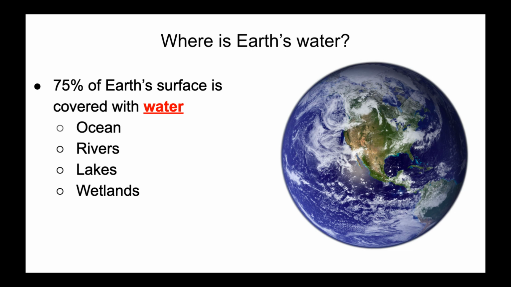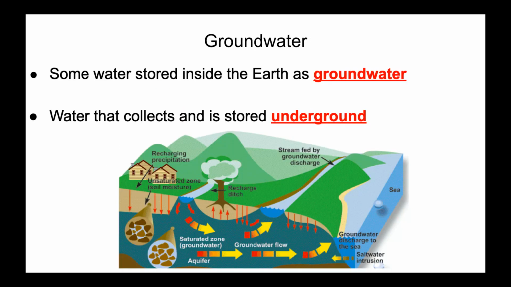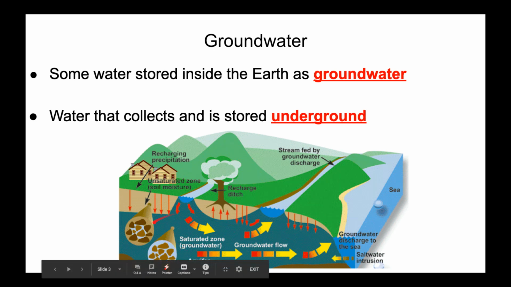So 75% of the Earth's surface is covered with water. And that can show up in a bunch of different ways. It could be in the ocean, in rivers, in lakes, or wetlands. Some of the water is stored inside the earth as groundwater. So groundwater is water that is collected and stored underground. So it's down underneath the surface.